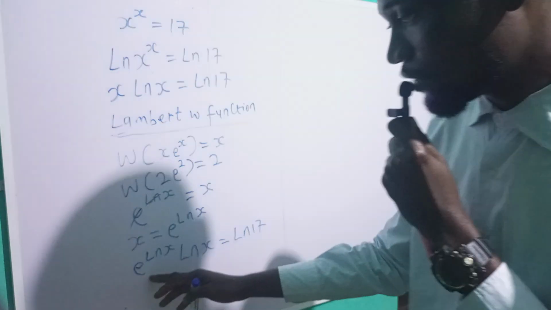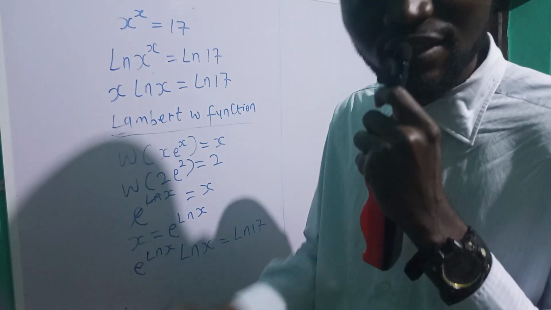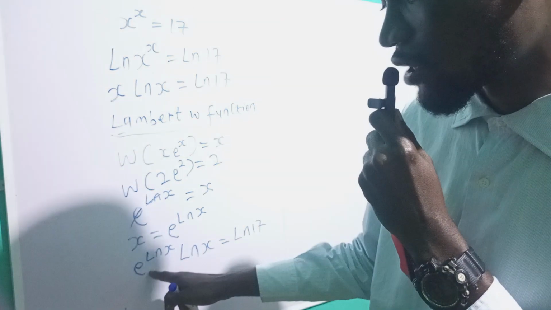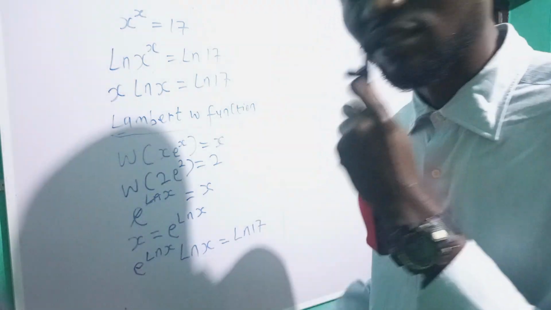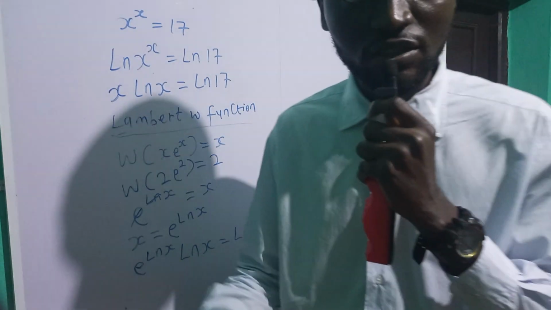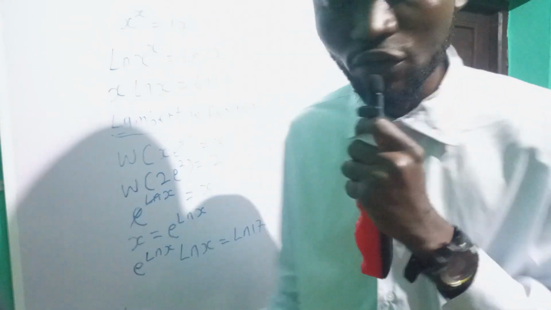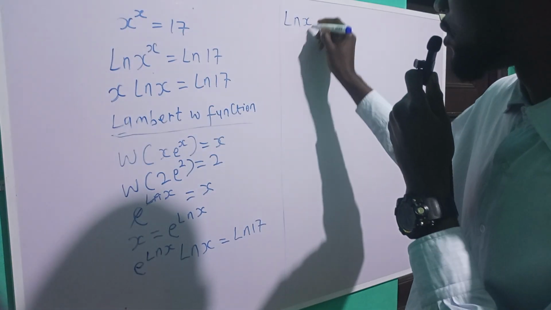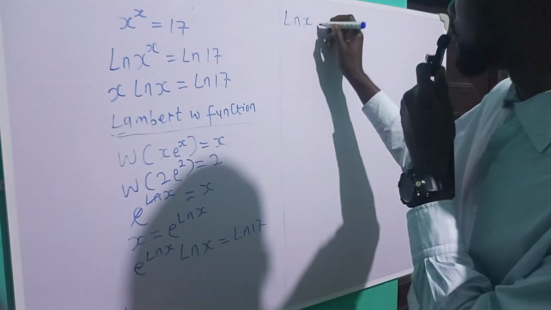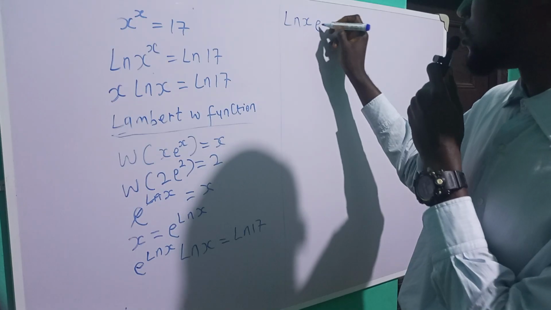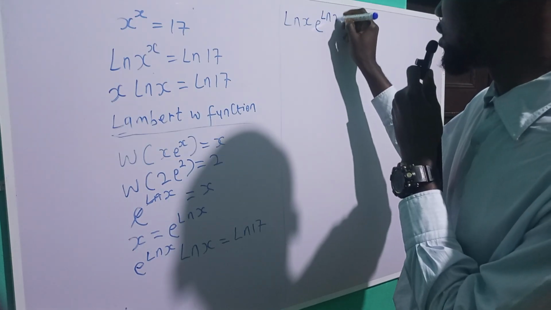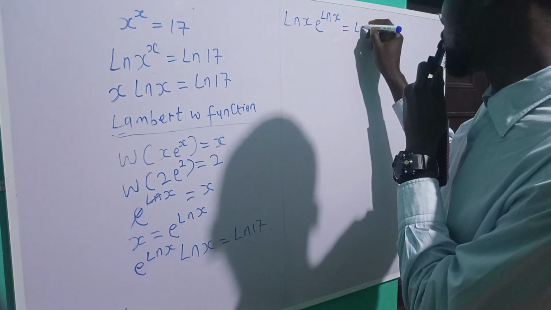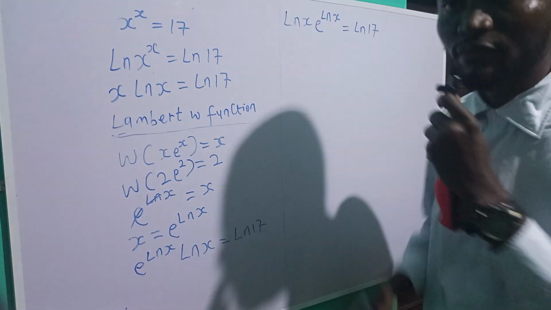Now, I need to rewrite this way so that I can correctly apply the Lambert W function. So this can come before this. Then this one I will put first and this one second, because I want to rearrange it in such a way that I can apply the Lambert W function. So let me start with this. That will be ln x, then e raised to power ln x is equal to ln 17. Ln 17. Very beautiful.